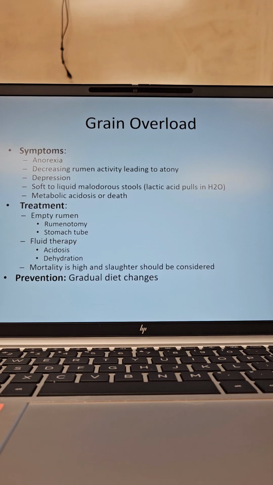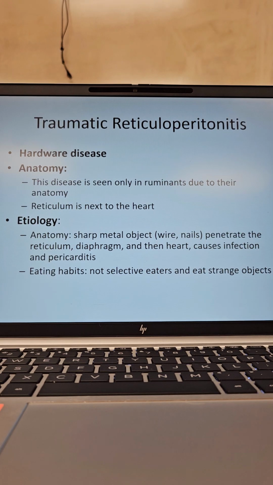You need to do fluid therapy. You got to correct that acidosis. And you got to correct the dehydration. All that diarrhea, pulling all that water out, they're going to get dehydrated very quickly. You need to correct that. Mortality is very, very high in grain overload. So we need to be careful. You need to prevent it. You need to do gradual diet changes, because this is an expensive fix for one thing, and they get very, very sick very, very quickly. So slaughter should be considered for these grain overload patients.